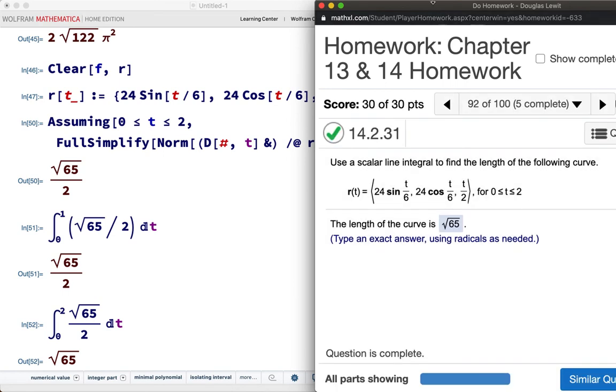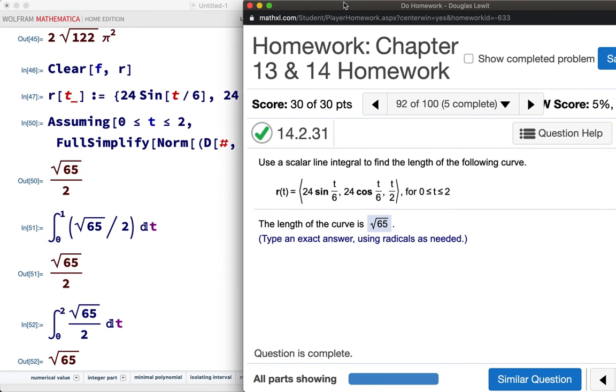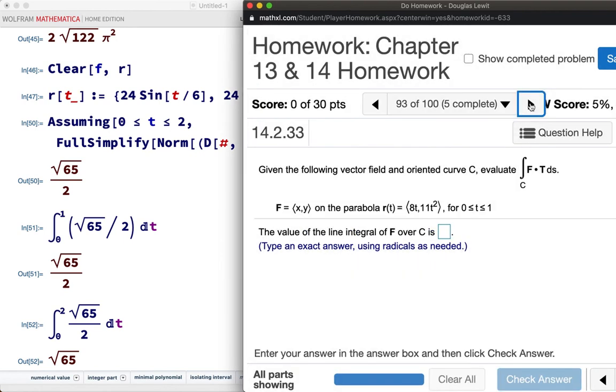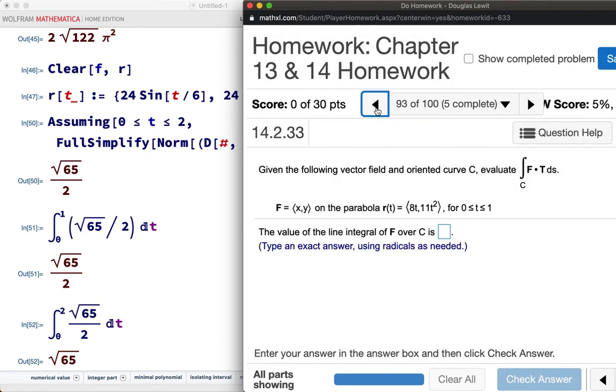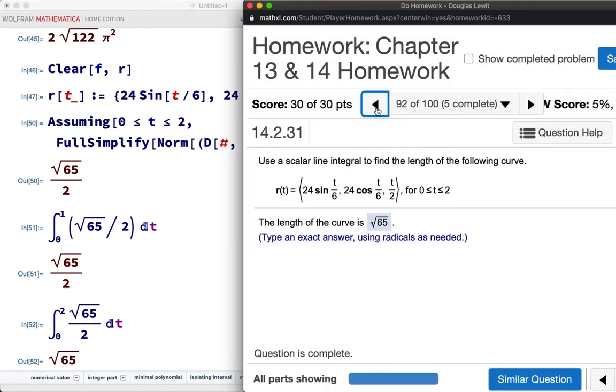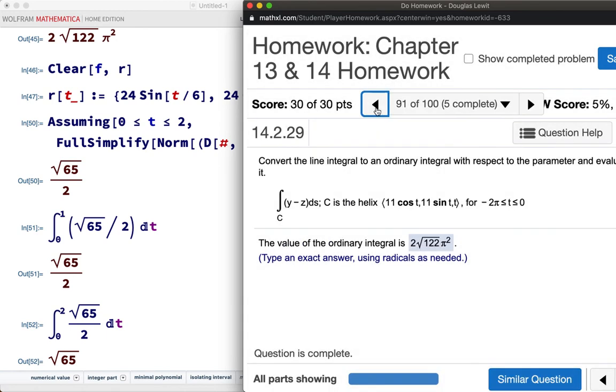We do have time for one more problem. That's going to be it. Let's look at problem number 95. This is slightly different. If you look at the previous problem, let's go back to 91.